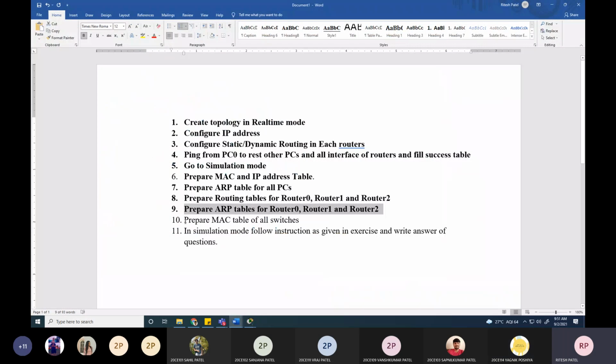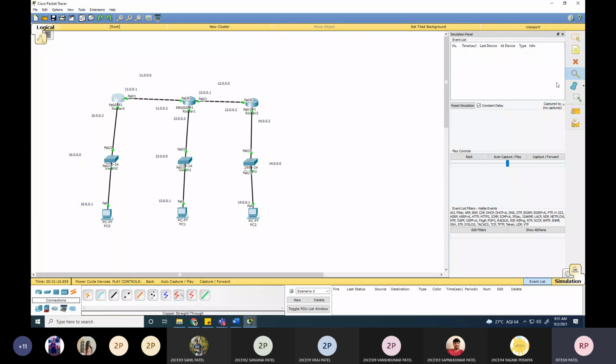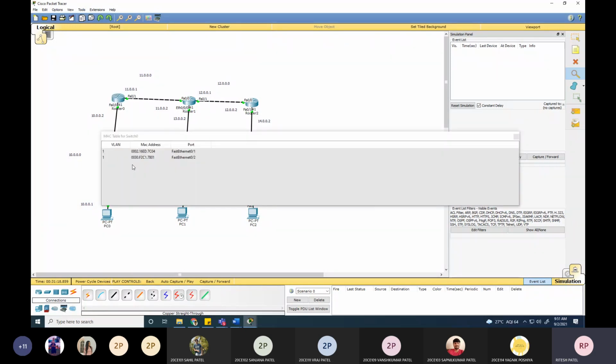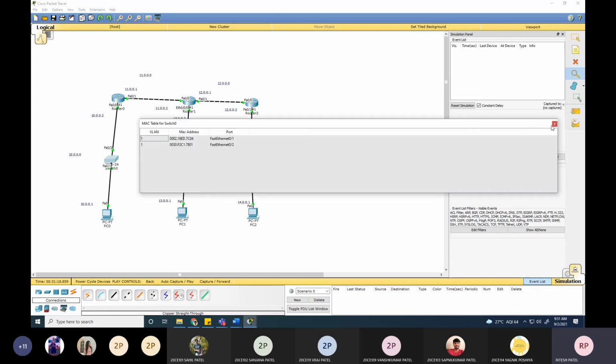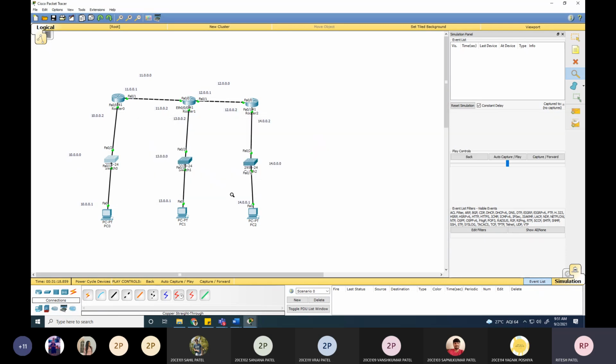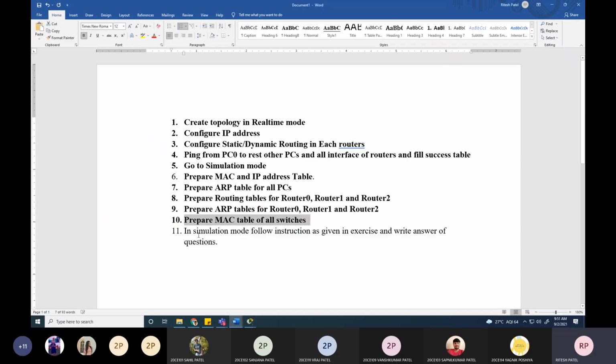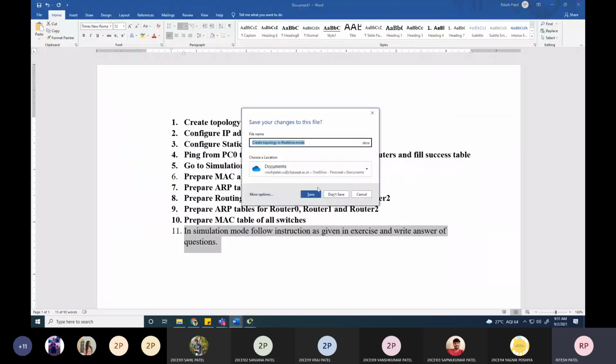Then prepare the MAC table for all the switches. How to get the MAC table of all the switches? Again, go over here and select the MAC table, and you will get the MAC address table of the switch over here. VLAN ID remains the same, VLAN equal to 1, in all the cases. I'm not going to discuss VLAN. In simulation mode, follow the instructions given in the exercise and write the answers to the questions. Okay, so this is over.